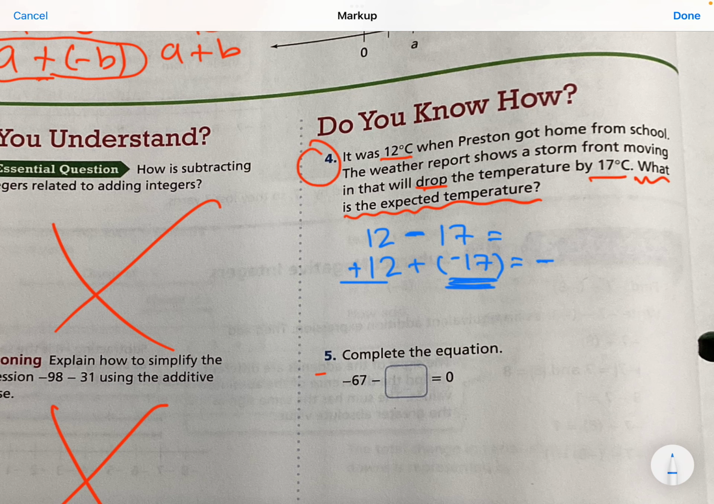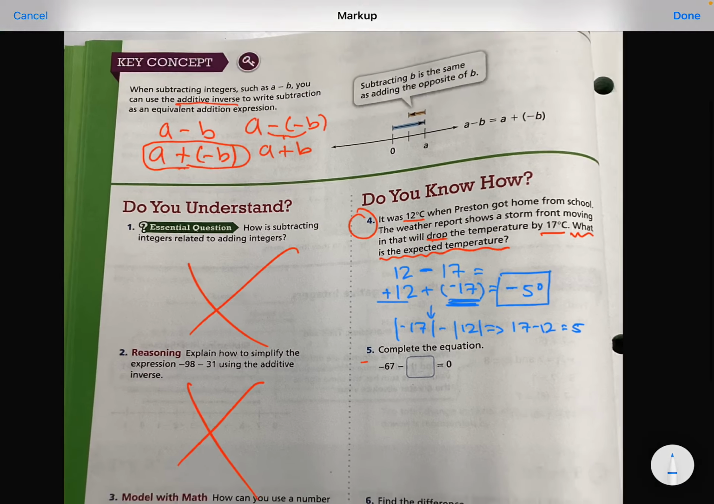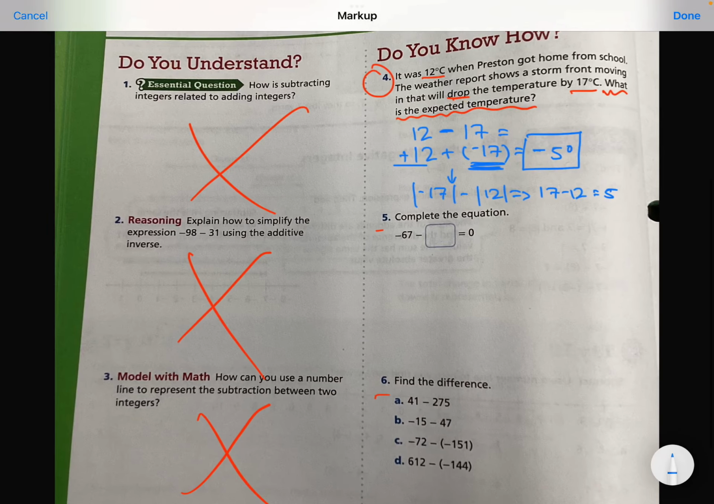So I know that it's negative, and the absolute value of 17 minus the absolute value of 12 is just equal to 17 minus 12, and that's just 5. So we know the answer is negative 5. Negative 5 degrees is going to be the expected temperature that day. That's going to be the example. So now, knowing this, please complete 5 and 6, and please copy my work, and don't forget to skip 1, 2, and 3.